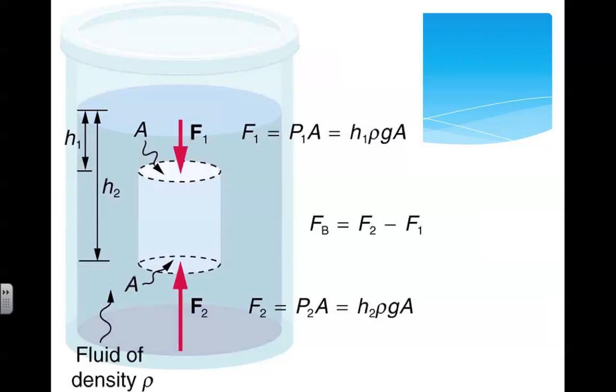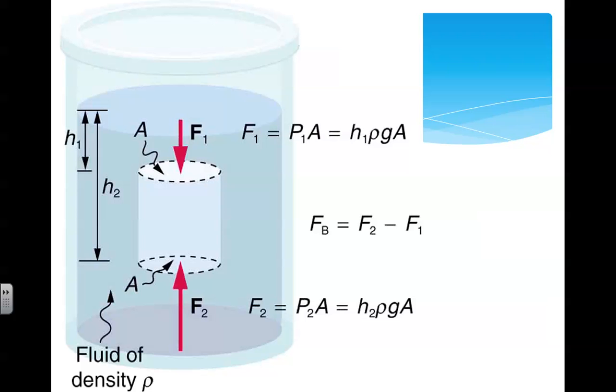To demonstrate the origin of the buoyant force, let's consider a cylinder-shaped object placed within a fluid. The cylinder has a surface area A both at the top and the bottom. Because the bottom of the cylinder lies deeper within the fluid, the pressure, P2, on the bottom is greater, and therefore the force, F2, acting on the bottom is greater.